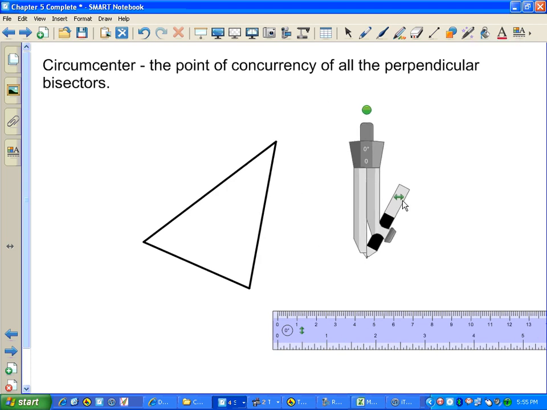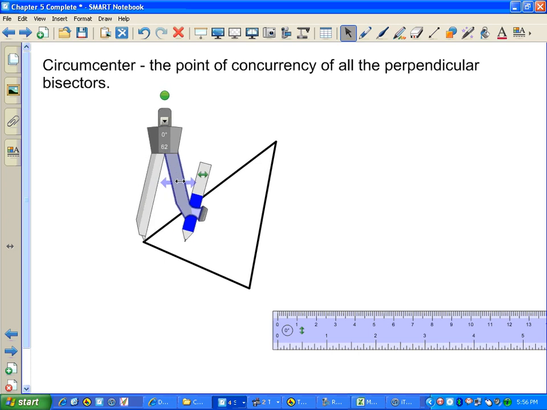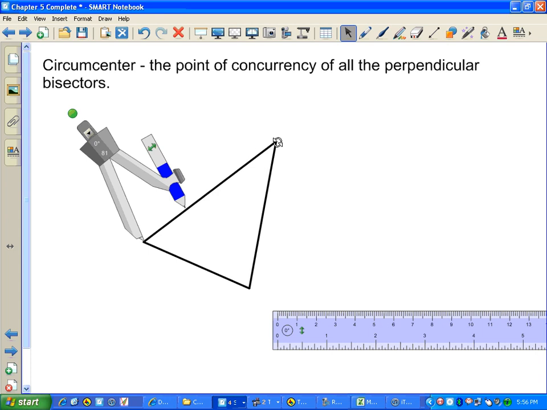So remember, perpendicular bisectors are one of the first constructions that we learned how to do. Basically we're going to do that to each side of our triangle, and we're going to look at what happens when we have all three of these perpendicular bisectors on our triangle. Because we already know that if we have one point on a perpendicular bisector, it's equidistant from the endpoints of the segment. So we want to see what happens when we have all three of them on there. First I'm going to start by perpendicular bisecting this side.